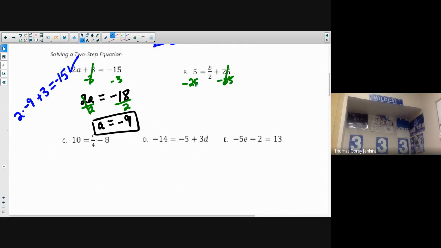That's going to give me 5 minus 25 is -20. And then on the other side, we have B over 2 plus 0, so we just write B over 2. Now we're ready to get rid of the divided by 2 part, so I'm multiplying both sides by 2.